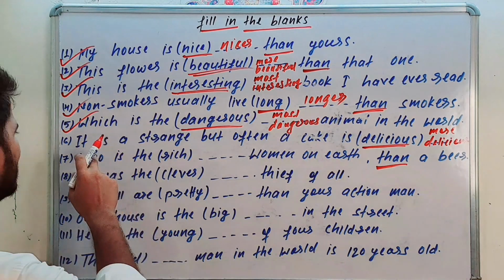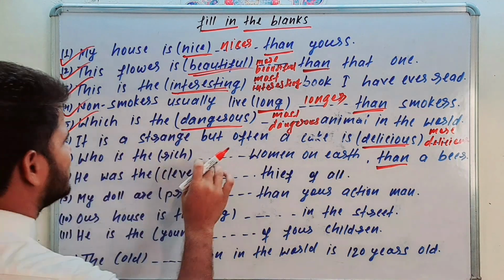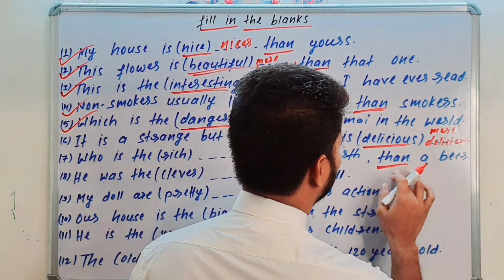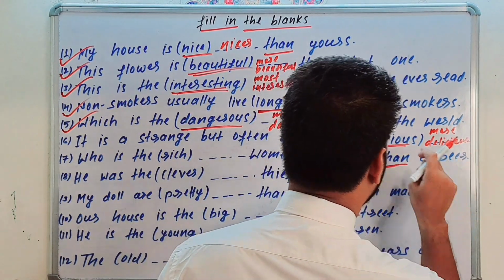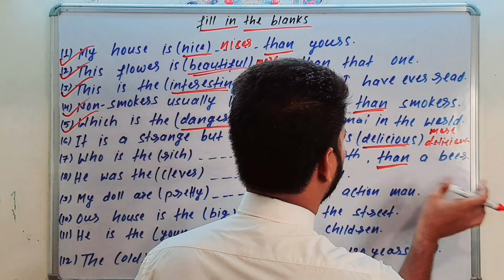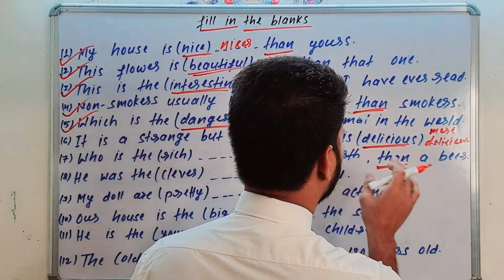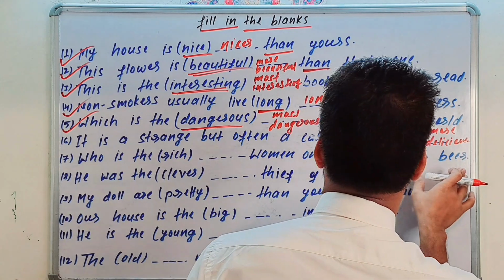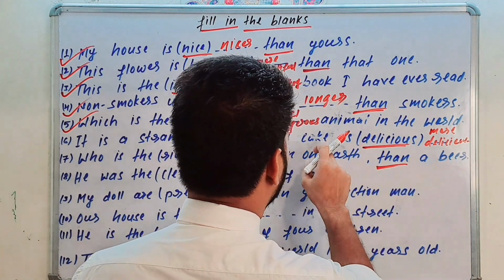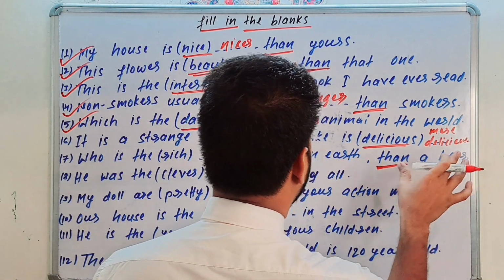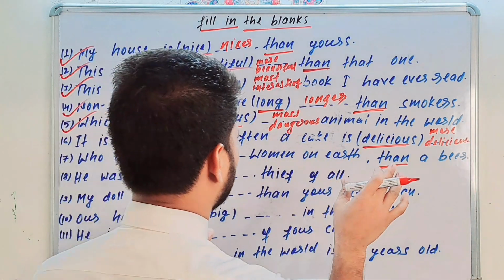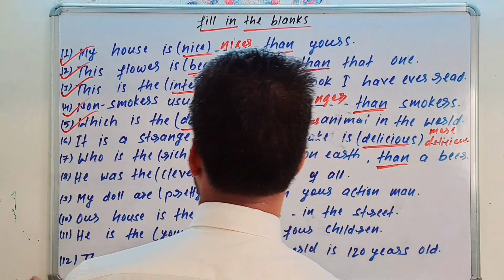Again, see, my dear students, it is strange, but often a cake is dash than a beer, and than is used. So that's why we have to convert the word delicious into comparative degree by adding more before delicious. It will be more delicious than a beer. That means the cake is more delicious than a beer.